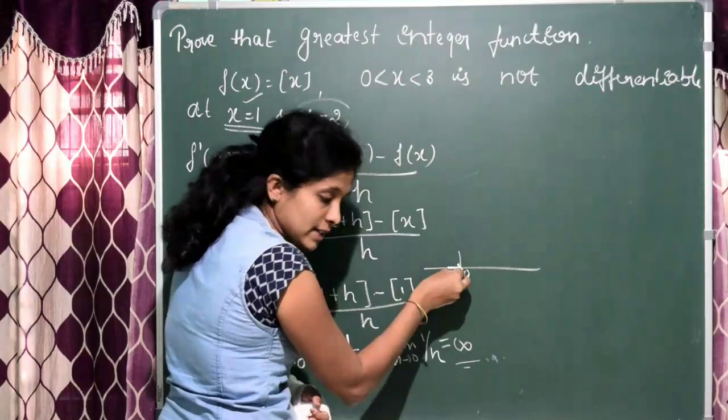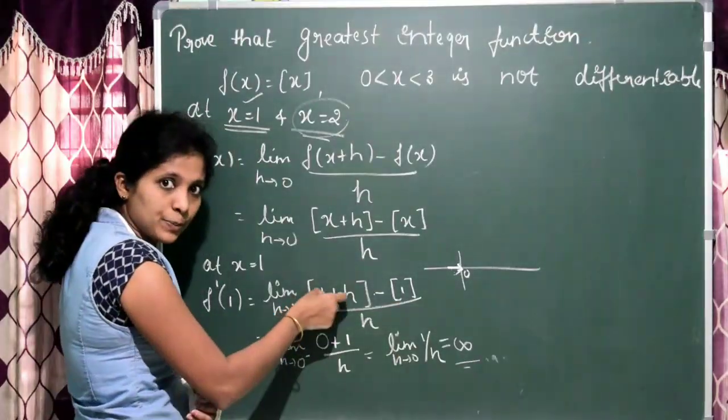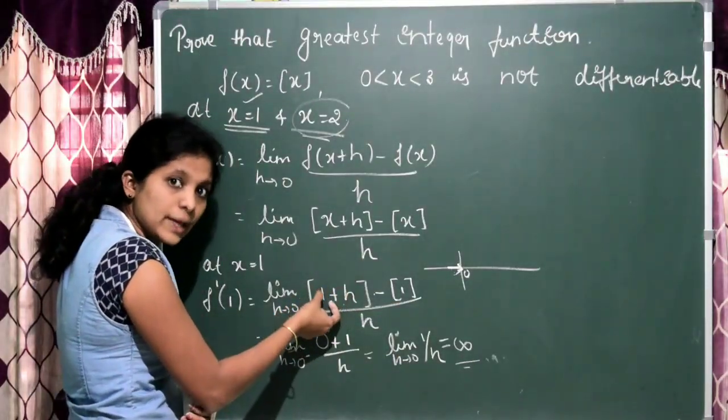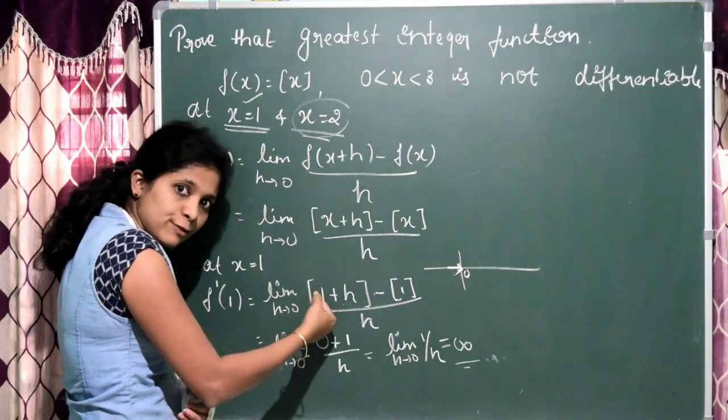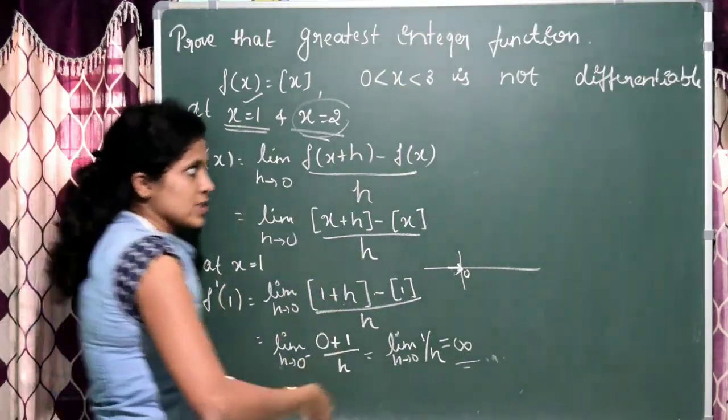So you are subtracting some value from the 1. If you subtract some value from the 1, then it will be less than 1. So the value here is less than 1, so the greatest integer of that function will be 0. Now we will check the right hand limit.